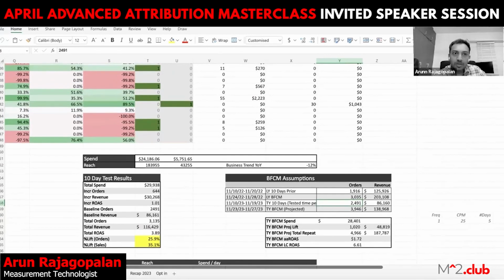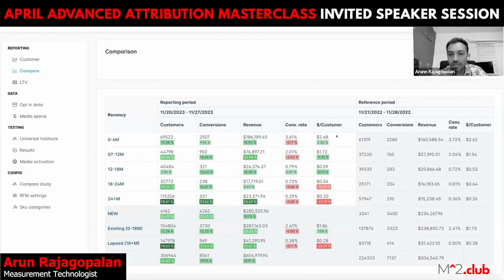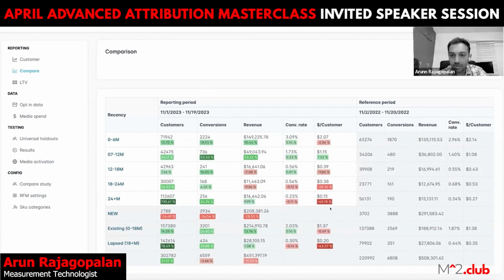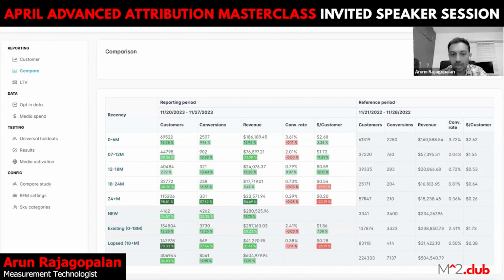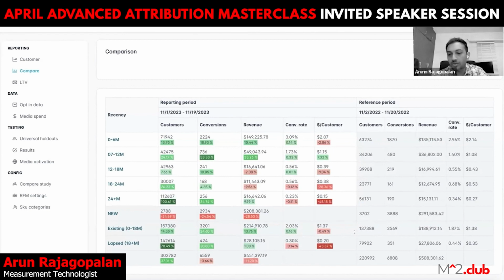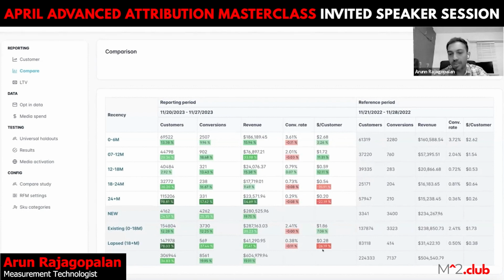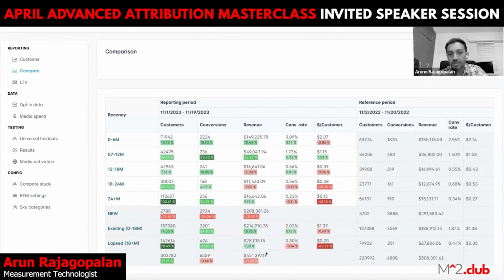We did another compare study, right? You can see that the dollar per customer has gone up across the board. Your existing went from minus 0.69 to 7% now, and your lapsed also came down from minus 43 to minus 26%, right? So this was very good. And also the total revenue, they were actually minus 12%, right? Minus 11.2, minus 12%.